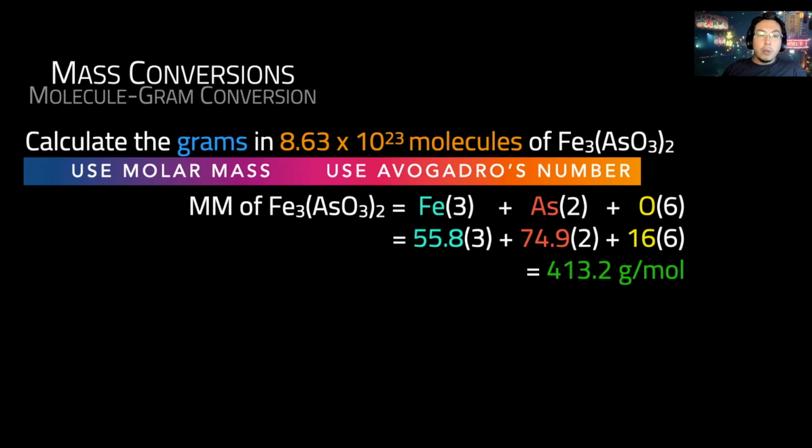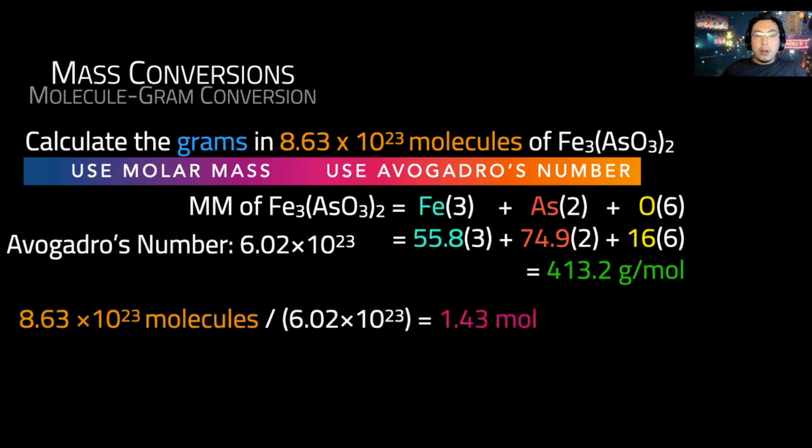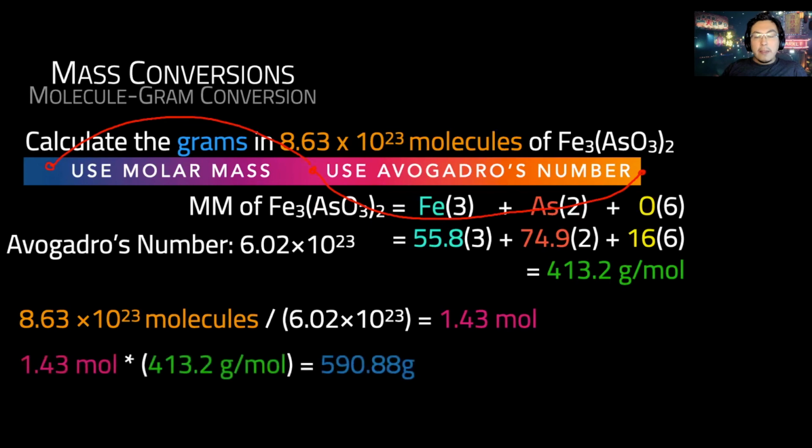Now that we have the molar mass of our compound, we start our journey, right? So remember, we start in molecules. So we go under the bridge to reach mole town. So we divide, and then once we have the moles, we go all the way over here. So we multiply and get the final answer, which is grams of this compound, right?